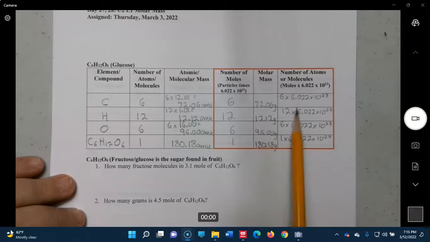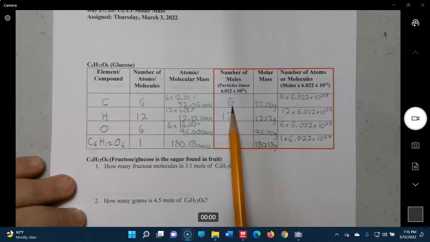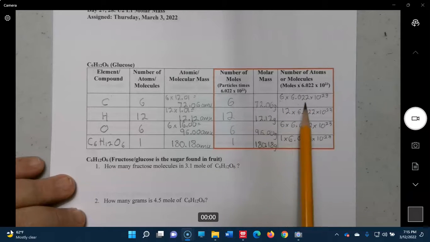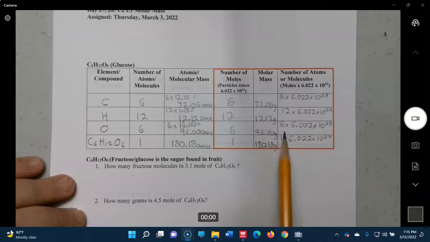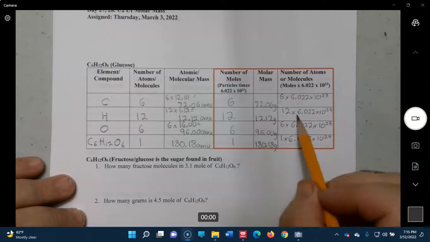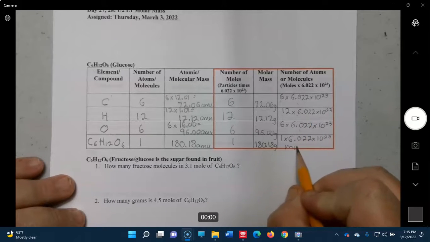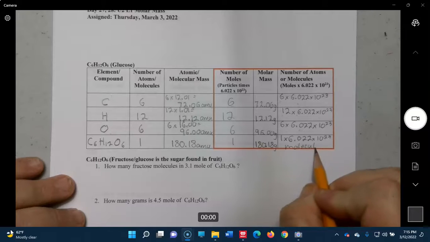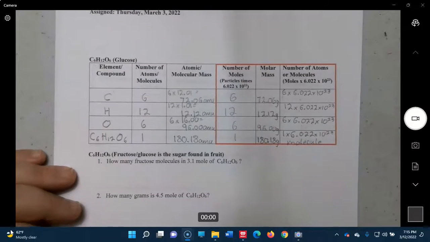And for the number of atoms, it's simply 6 moles, so 6 times a mole is 6 times 6.022 times 10 to the 23rd, 12 times 6.022 times 10 to the 23rd, and 6 times 6.022 times 10 to the 23rd, and then it makes a single glucose molecule, so it's 1 times 6.022 times 10 to the 23rd molecules. These are all atoms. This one is a molecule. Alright, so now we're ready to answer the questions. We'll go ahead and do this.